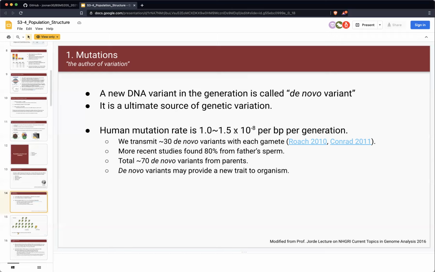Okay, and what we know about the de novo variants is that 80% of the variants come from the father's sperm. As I mentioned, there are around 70 de novo variants from the parents. So if you compare your genome to your parents', you have 70 different loci in your genome compared to your parents. And de novo variants may provide a new trait to an organism, right?